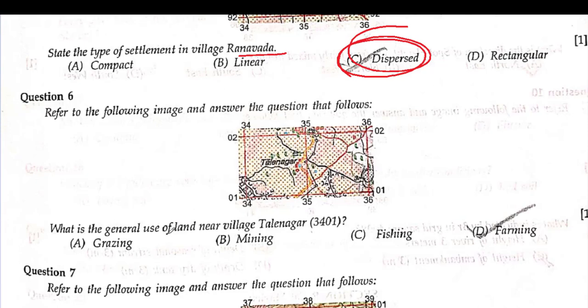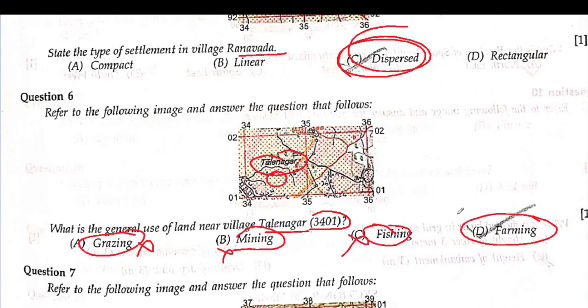Next question, what is the general use of land near village Telenagar? That means in 3401 there is Telenagar, and the correct answer is farming, because yellow patches are there and yellow patches show us agricultural activity. So in this area, Telenagar, we can see farming activity.